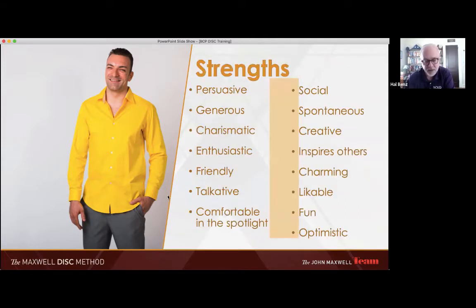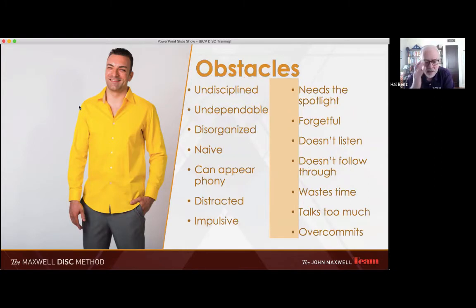So let's look at their strengths. They're persuasive, they're generous, they're charismatic, they're social, spontaneous, friendly. They're probably the kid who got that note from school that said talks too much in class. That's probably a high I. They love the spotlight, right? They're likable, they're optimistic. Here are some of the downsides. Needing the spotlight can be a downside. It's like I said, you call up a high S when you're having a bad day, not a high I, because a high I needs the spotlight. It's going to be their bad day that's important, not yours, right?